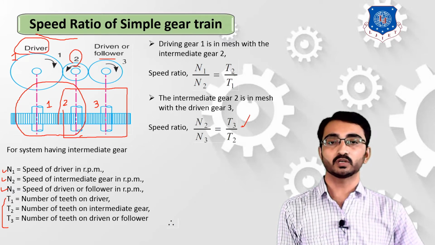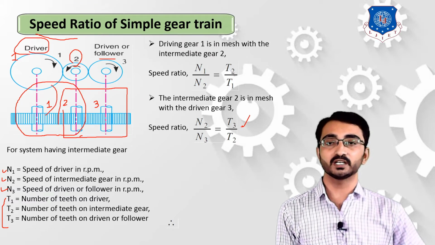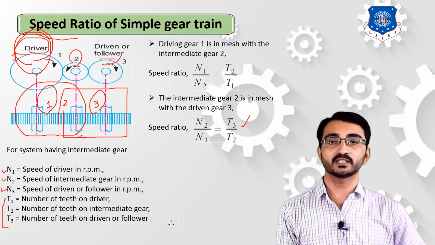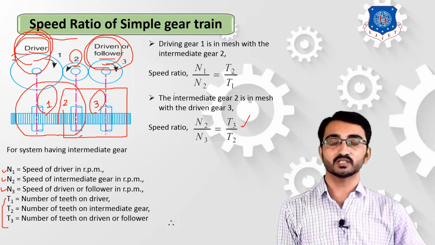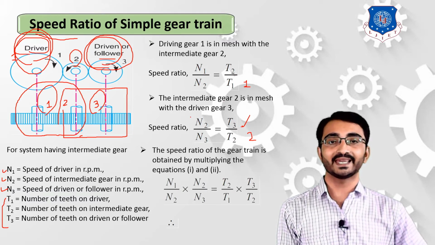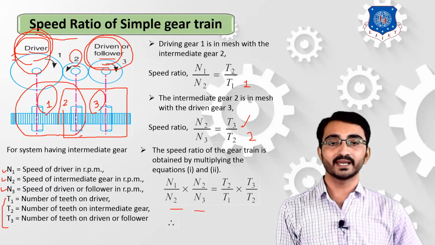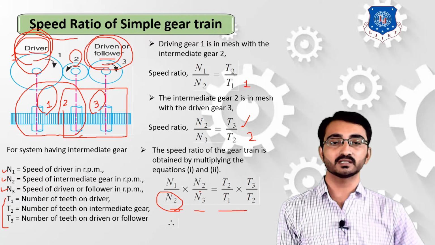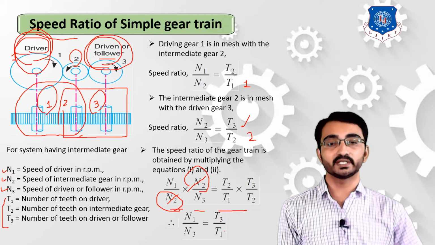Now if you want to derive the speed ratio for gear 1 and gear 3, because in this assembly gear 1 is your driver gear and gear 3 is your driven, or follower, gear, we simply multiply equation number 1 and equation number 2. We can write N1 by N2 into N2 by N3 is equal to T2 by T1 into T3 by T2. In this, we can observe that N2 cancels out, and T2 as well. So the equation will be N1 by N3 is equal to T3 by T1.